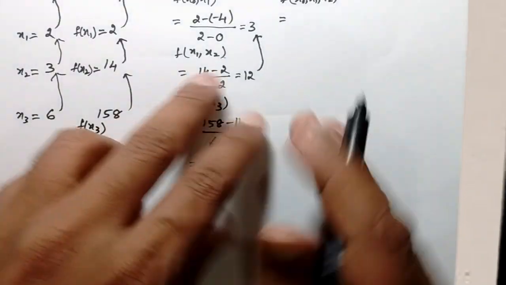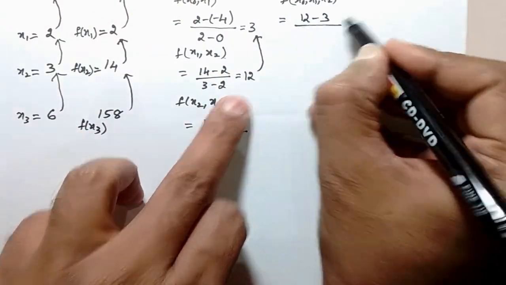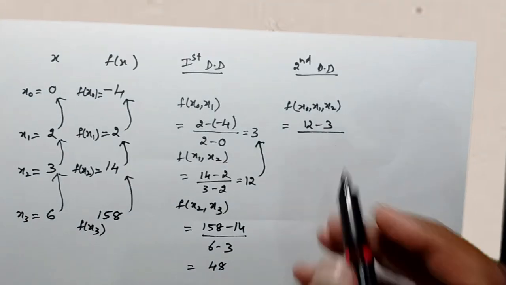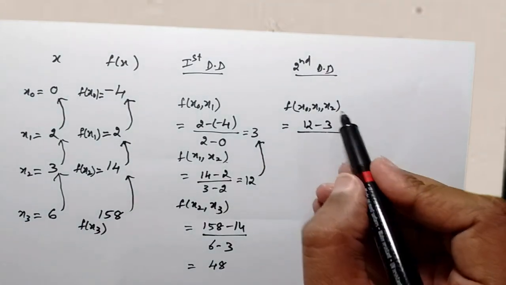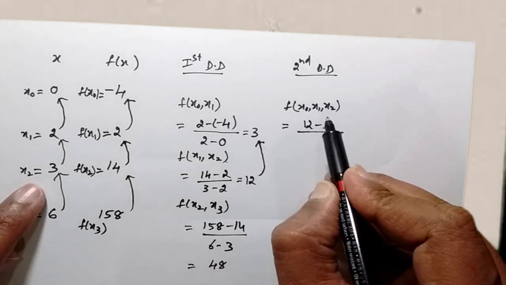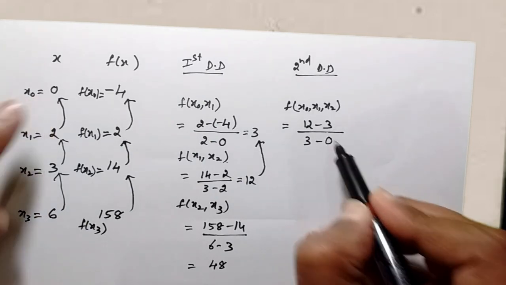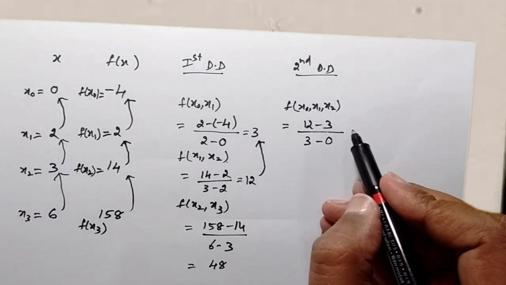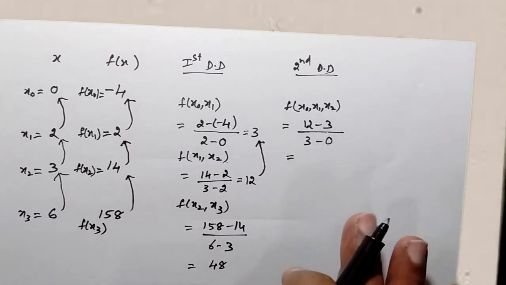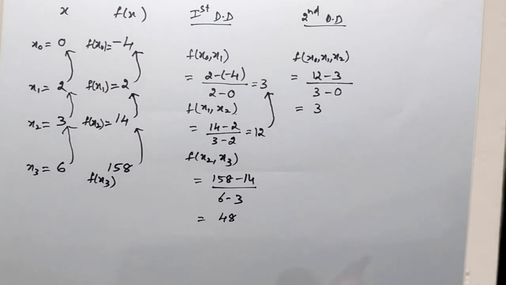So in that way, use the formula directly from here. You can write it's 12 minus 3 divided by what? Final value minus the initial value. So I've taken this difference, 12 minus 3, divided by x2 minus x0. x2 value is how much? x2 value is 3 minus x0 value is 0. So if you take the difference over here, it's 12 minus 3 will be 9. 9 by 3 will be 3. So 3 we will be getting.